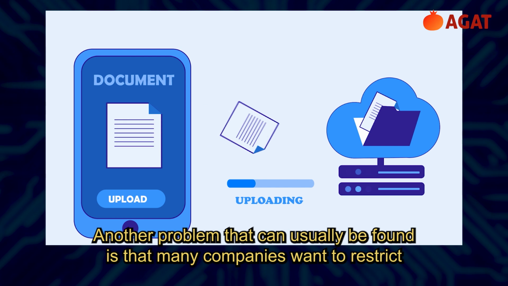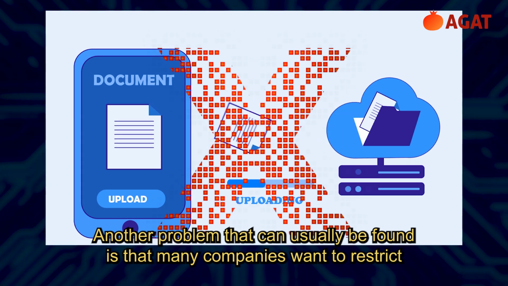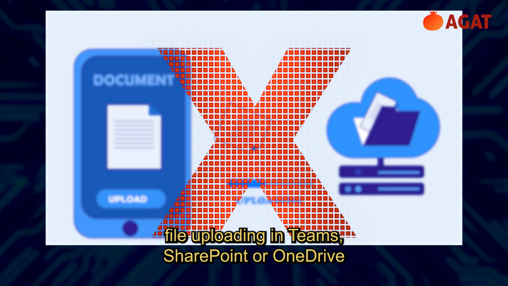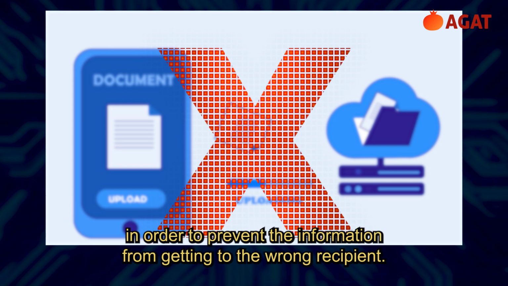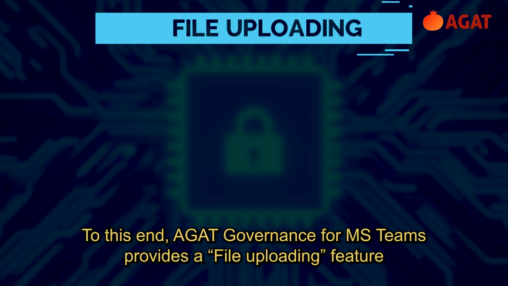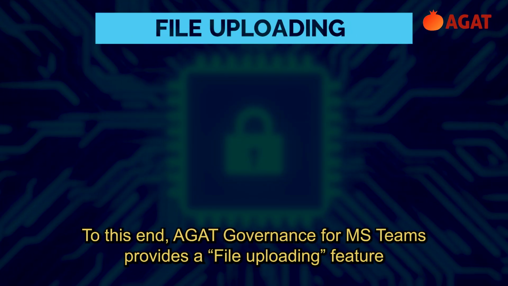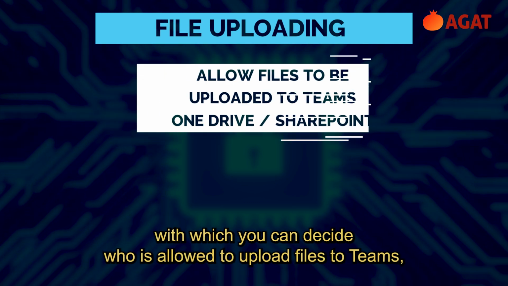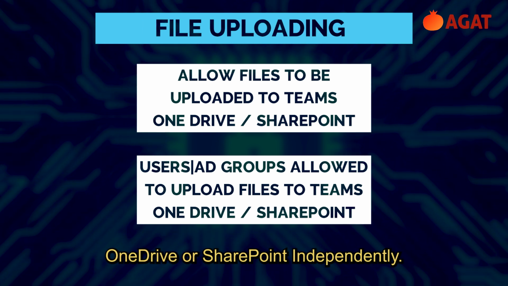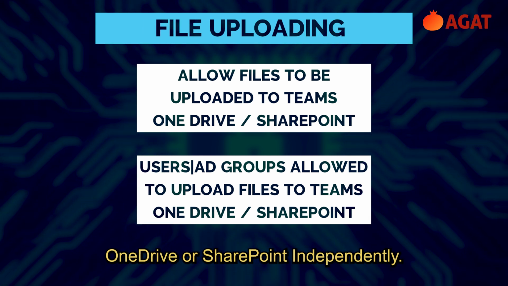Another problem that can usually be found is that many companies want to restrict file uploading in Teams, SharePoint, or OneDrive in order to prevent the information from getting to the wrong recipient. To this end, AGAT Governance for MS Teams provides a file uploading feature with which you can decide who is allowed to upload files to Teams, OneDrive, or SharePoint independently.